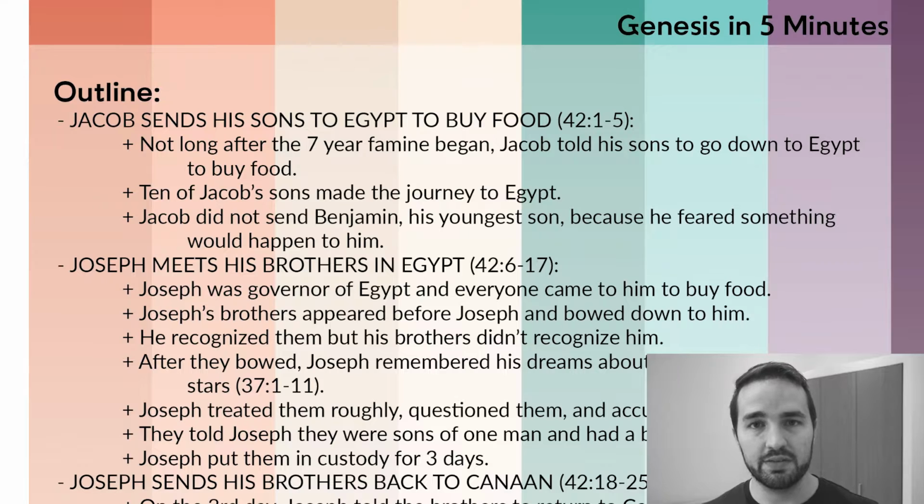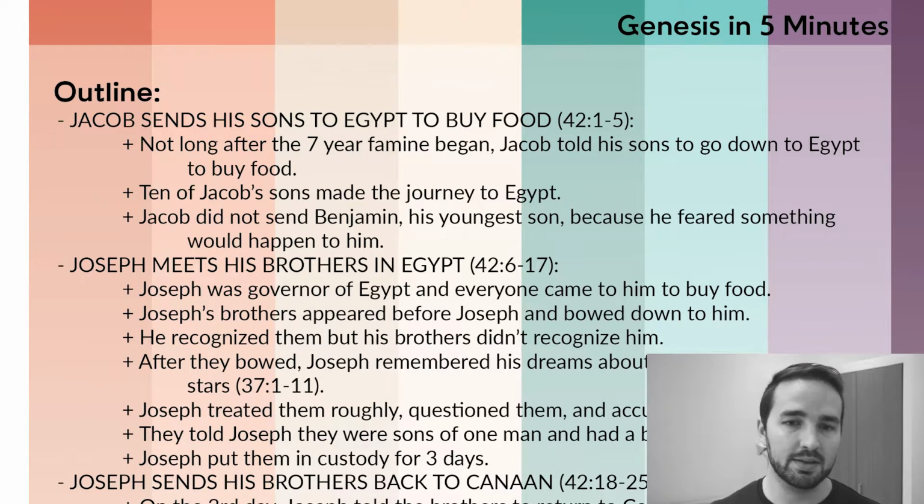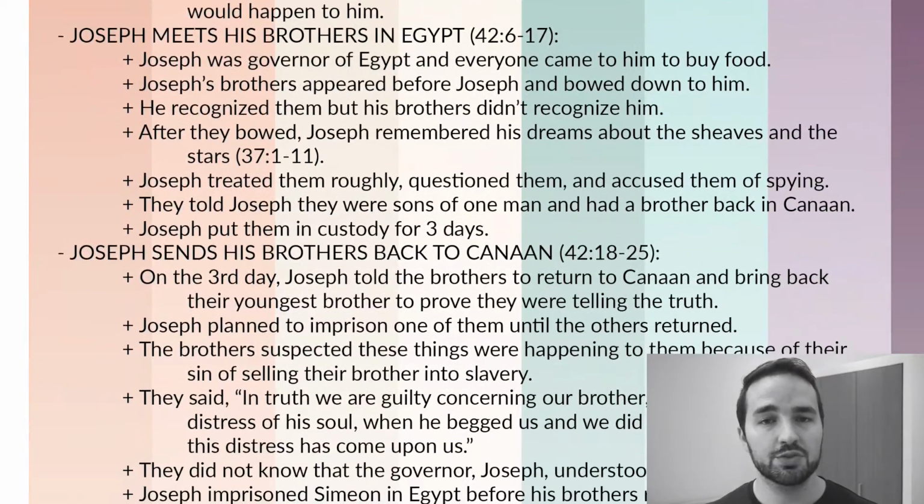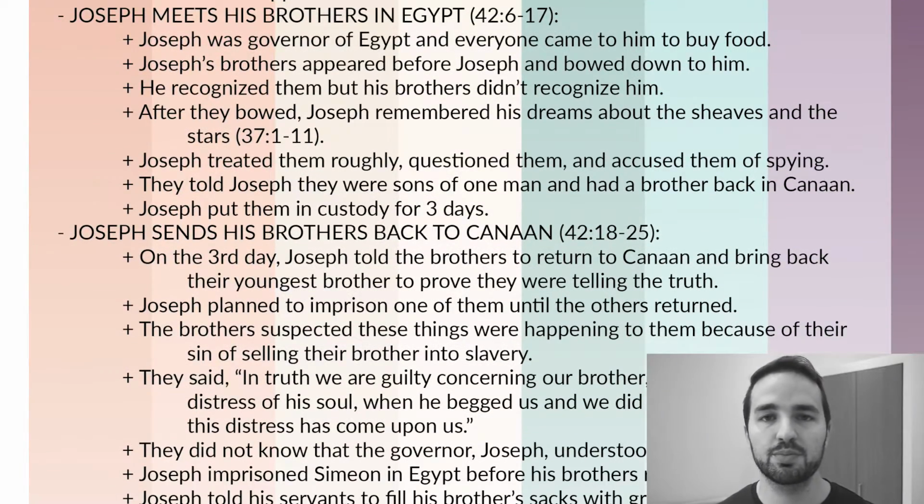He didn't send his 11th son Benjamin because he was afraid that something might happen to him, and he may have been kind of the favorite at this point. And in verse 6 through 17, Joseph meets his brothers after about 20 years. Funny how fate works out, or how the providence of God works out.